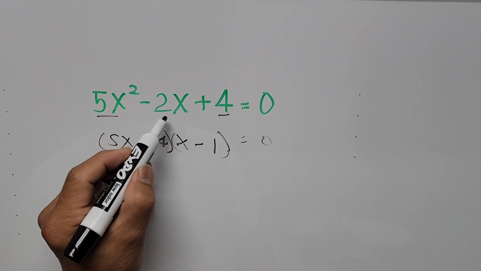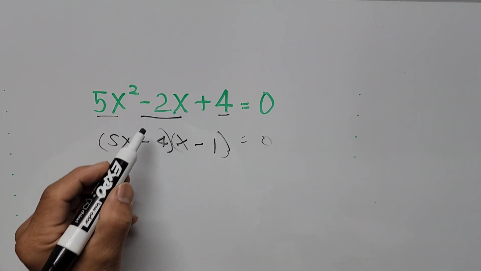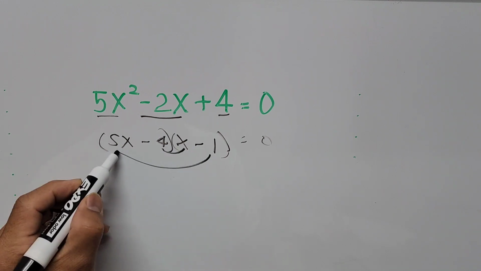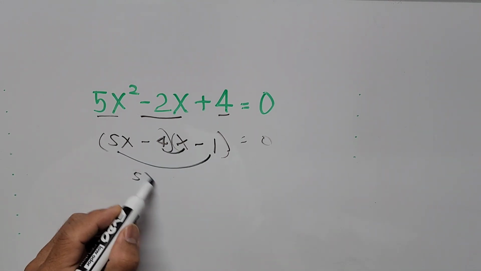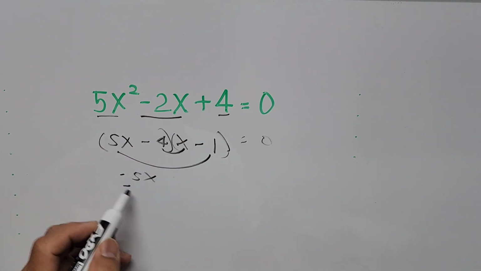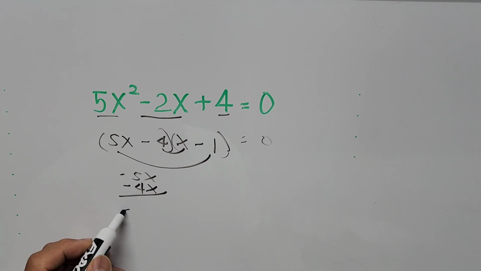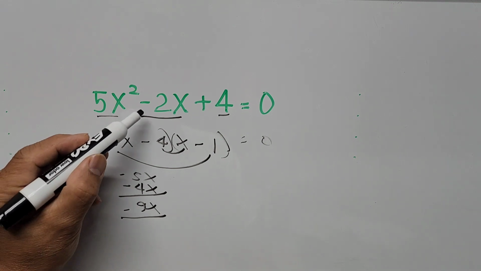And here, the middle term coefficient is negative 2. We want it to add up to negative 2 if you have this value right here. So that is negative 5x. And 4 times x is 4x. That's negative again. So negative 4x. So we'll end up with negative 9x. But in here, the middle term is negative 2x.